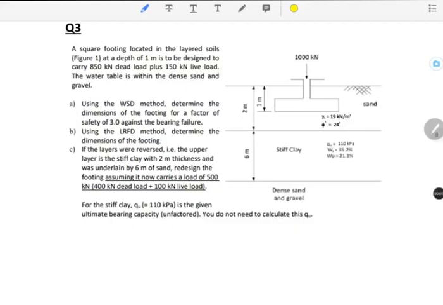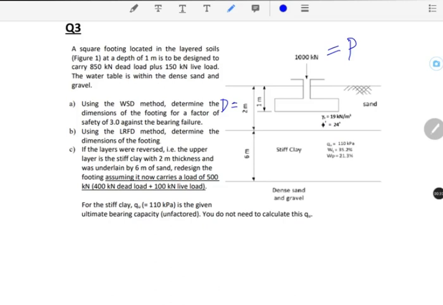Question 3, another design of square footing, but with unknown dimensions. We're given the embedment depth of the footing of 2 meters and a vertical load P of 1000 kilonewtons. And the challenging part in this design is that the footing is supported by 2 layers of soils, with a sand layer overlying a stiff clay.